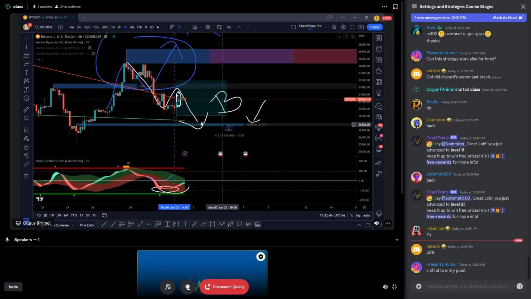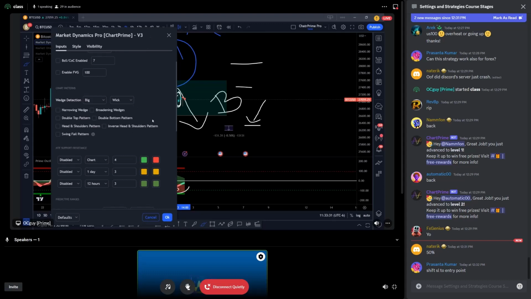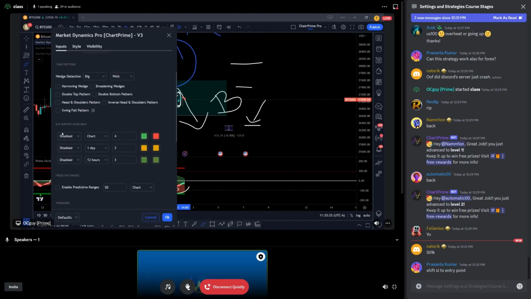So now that I have those breaker blocks, let me turn them off, disabled, right? And then look for something else. I will also be disabling this one because I already have it into consideration right here, right? And it's already broken, so I'm not gonna be taking a look at that one. So now I'll be adding my support and resistance, right?